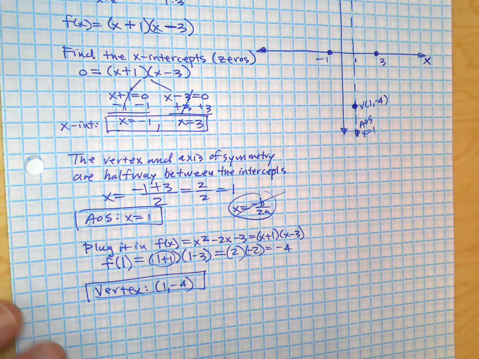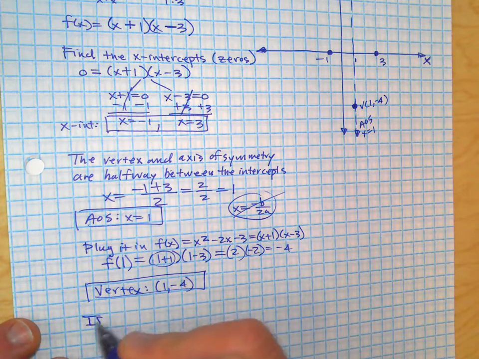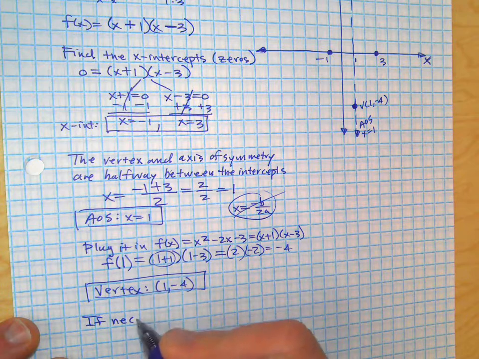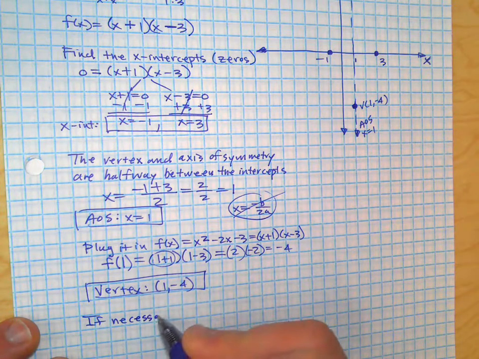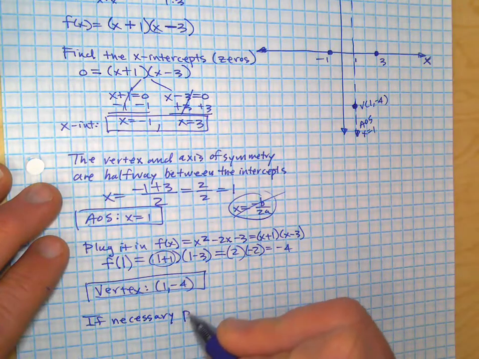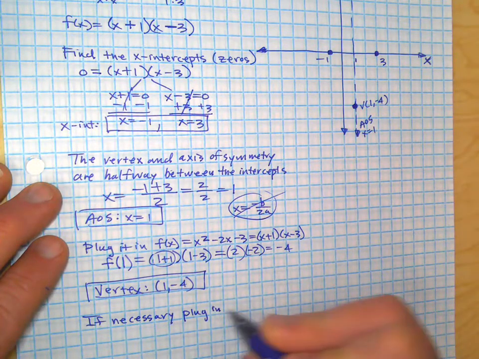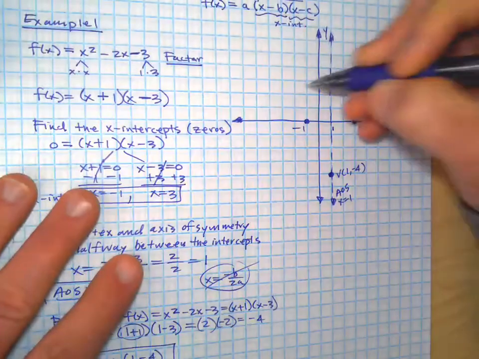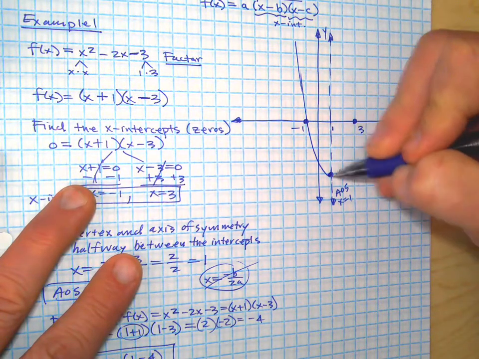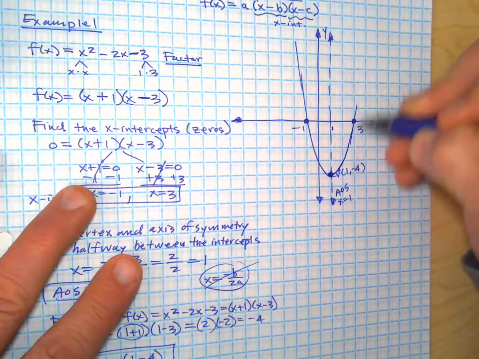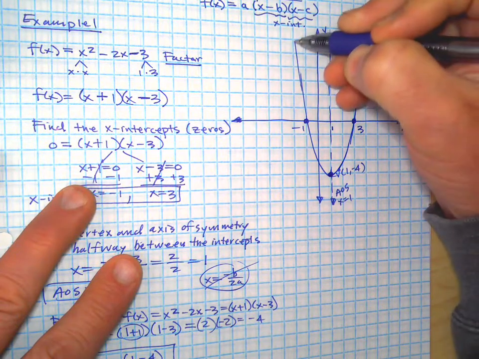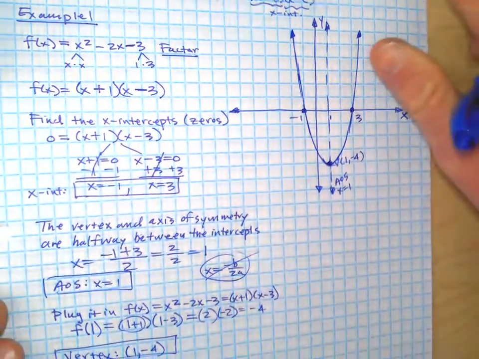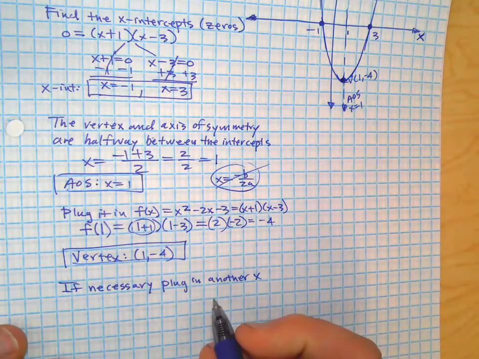Now, if necessary, if you feel like you don't have that good of a graph, usually we would try and find 5 points. We've got 3 points now, but I feel like it's probably good enough. If necessary, plug in another x, make the little table, if you need to. But I think we could draw a pretty good parabola with these 3 points. Right, nice smooth curve, arrows on the ends. There's no sharp corner here. So that looks pretty good. So I'm going to skip that this time.